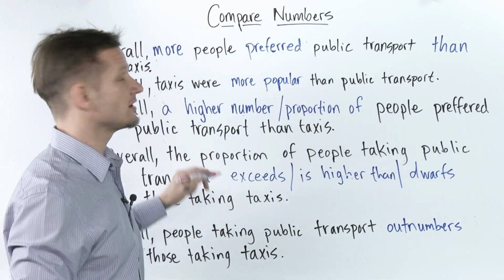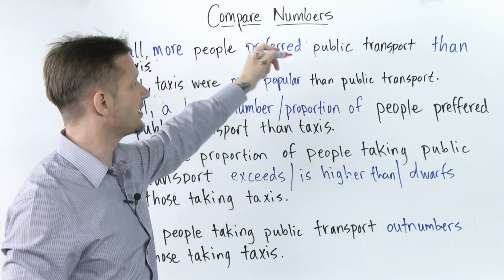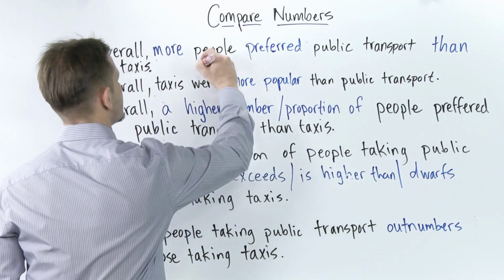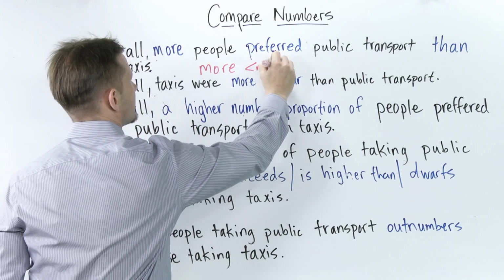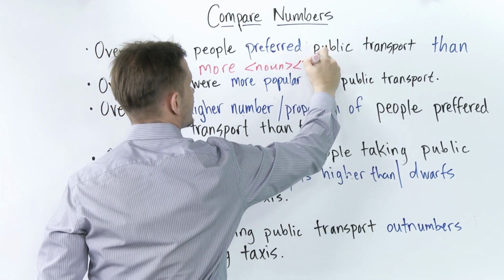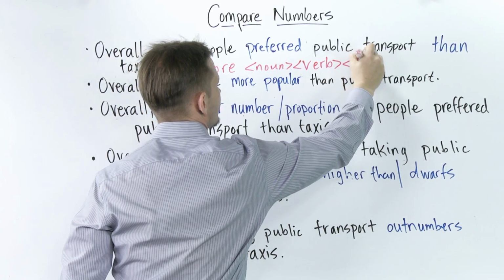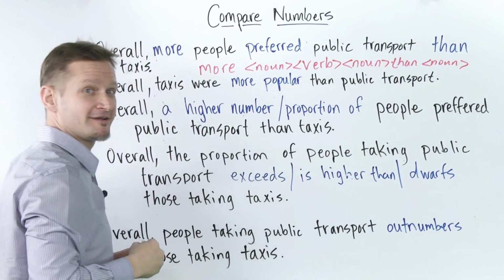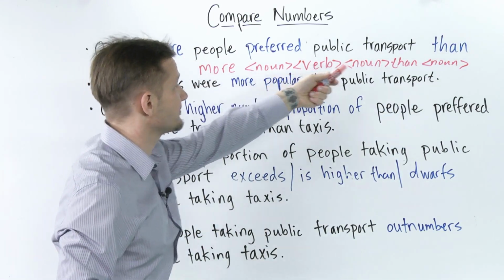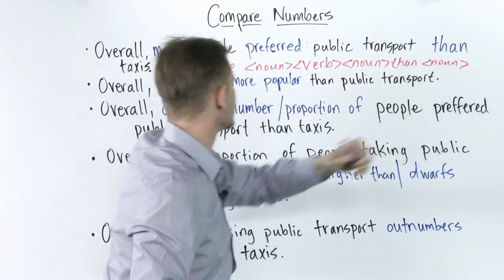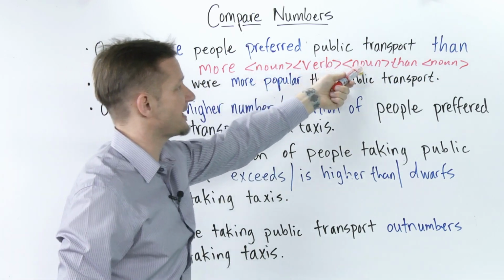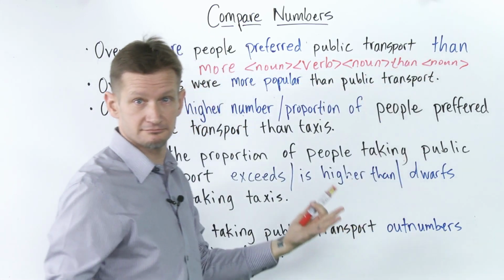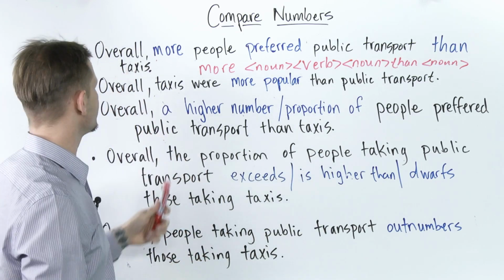So, first one, overall, more people preferred public transport than taxis. Okay, so the basic pattern here is more noun, verb, noun, than noun, right? So more people preferred public transport than taxis. More dogs prefer bacon than chicken. More men prefer basketball than soccer. Pretty straightforward, pretty basic. All right, moving on.